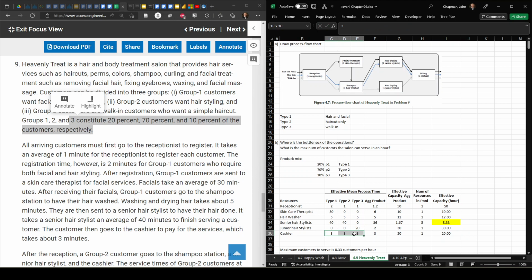Finally, for the cashier, it takes an average of 3 minutes for each customer type, and the aggregate effective mean process time is going to be 3 as well.